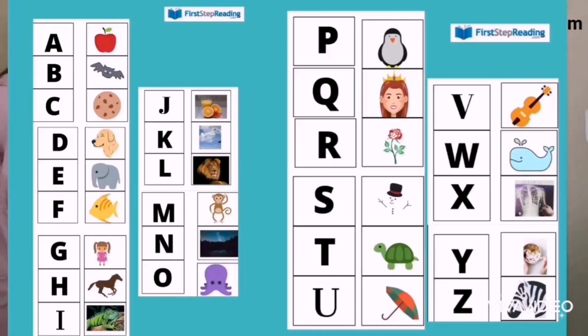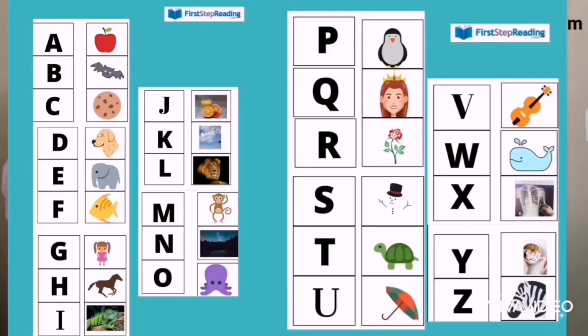The Q says qua, qua, qua. The R says rrr, like penguin, queen, or rose. The S says sss. The T says t, t, t, t, t. The U says uh, like snowman, turtle, or umbrella.